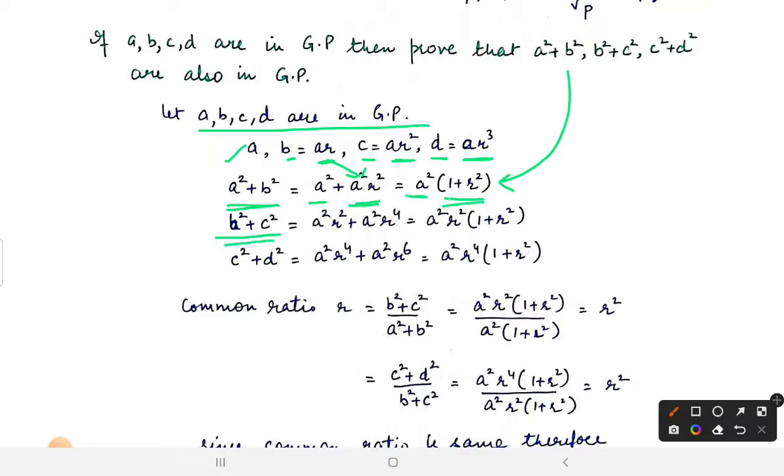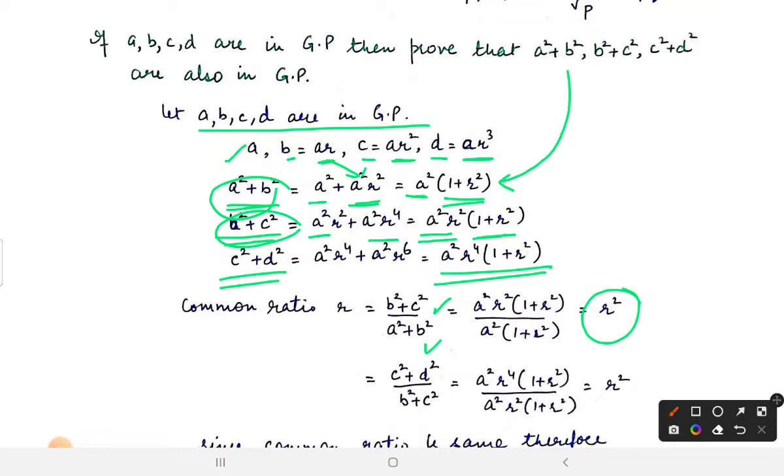Again find the value of b square plus c square. So we have a square r square and a square r4. Take a square r square common, so we have 1 plus r square. Again find the value of c square plus d square, so we have this value. If these three terms are also in GP, then the common ratio should be the same in each case. So let us now divide this by this. So divide b square plus c square by a square plus b square. So we have the common ratio as r square. This cancels with this, cancels with this.